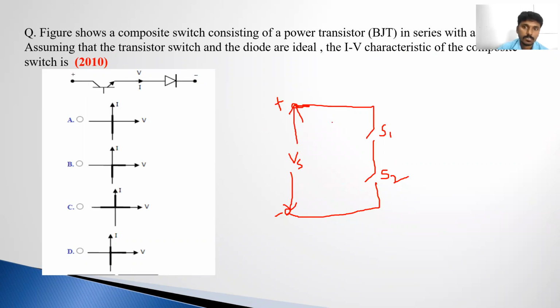For example, both switches are turned on. This is the positive voltage and this is the negative voltage. When both are turned on, what will happen? The current is flowing in this direction. This is the positive I, means the current is flowing in the positive direction. Is it right? Yes, sir.